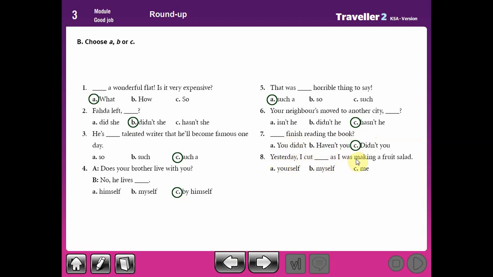Yesterday I cut as I was making a fruit salad. I advise you and myself to increase the intake of fruit and vegetables, especially in these hard days, just to increase your immunity against viruses and illnesses, right? So try to eat a lot of fruit and vegetables. I was making a fruit salad. Yesterday I cut yourself, or I cut myself, or me. Yes, the reflexive pronoun is myself, right? So I cut myself.